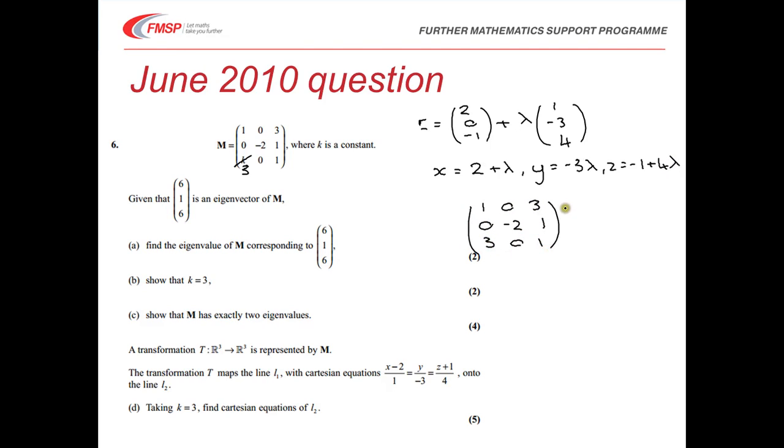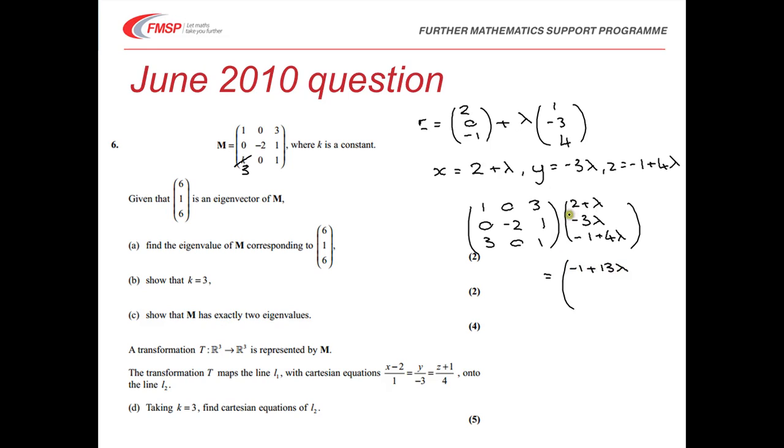I'm going to put my generic point here, so 2 plus lambda, minus 3 lambda, and minus 1 plus 4 lambda. And I'm going to multiply this out. So we're going to get 1 times this, 2 plus lambda, and then 3 of this. So it's going to be minus 1 plus 13 lambda for the x component.